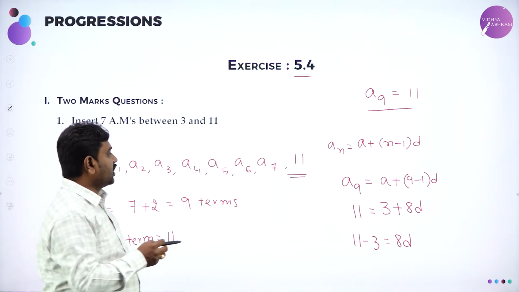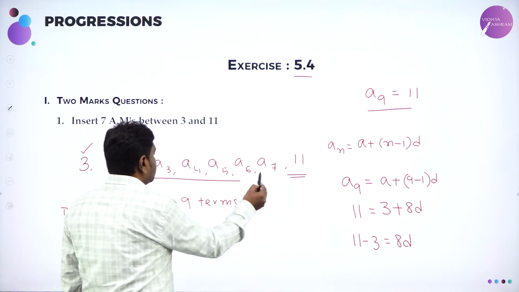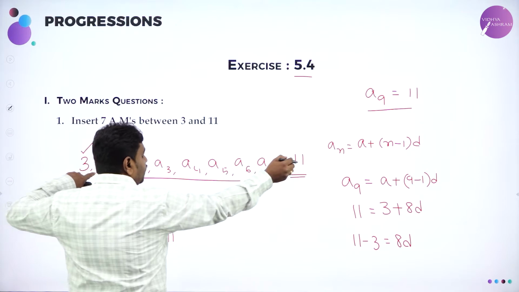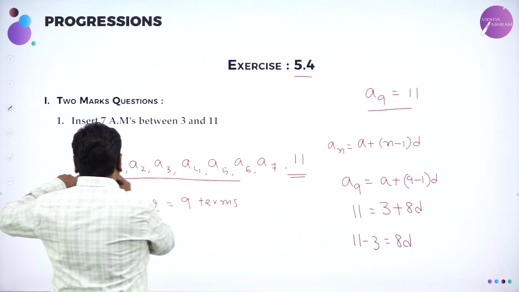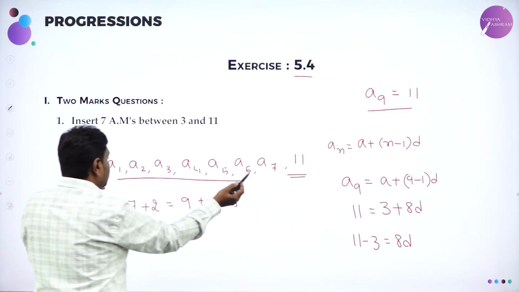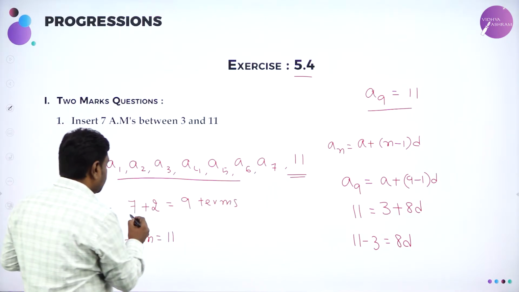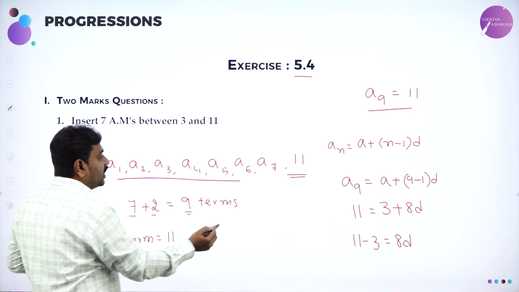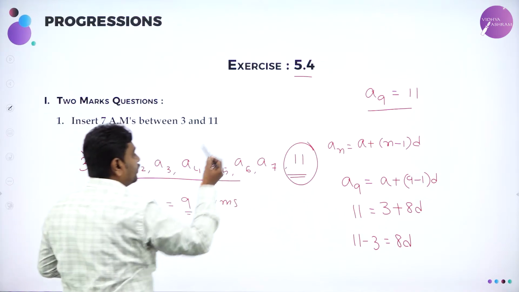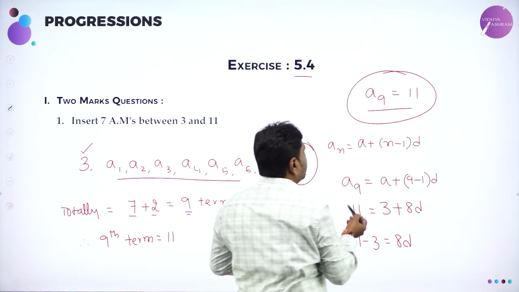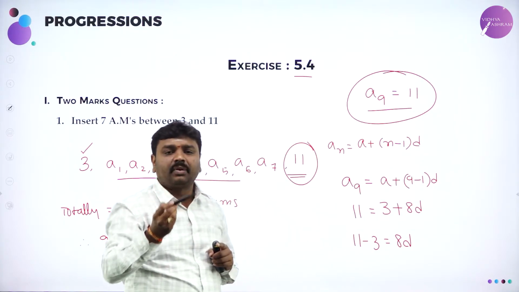So identify the last term. If you introduce 7 terms, initially I have 1 term, finally I have the 8. See, total 7 terms you are introducing. In between you are putting 7 terms. Already you have 3 and 11, 2 terms. 7 plus 2, total we have 9 terms. And the last term is called the 9th term. So we call 11 as A9. So you got A9.